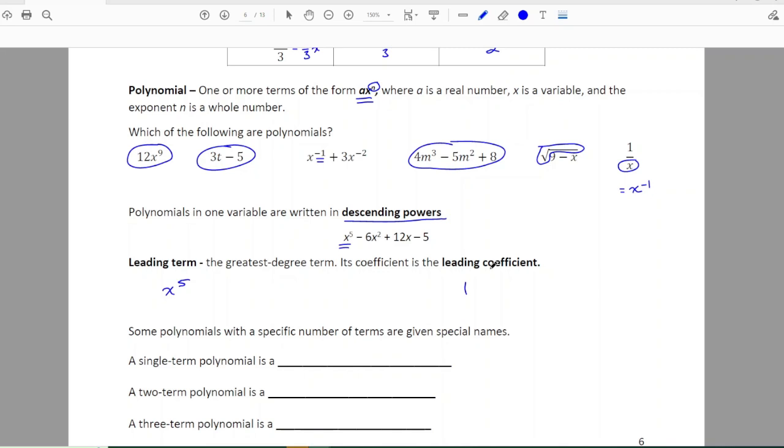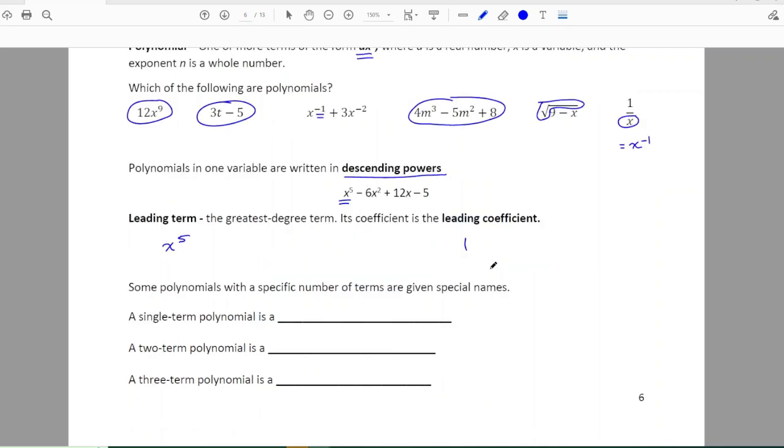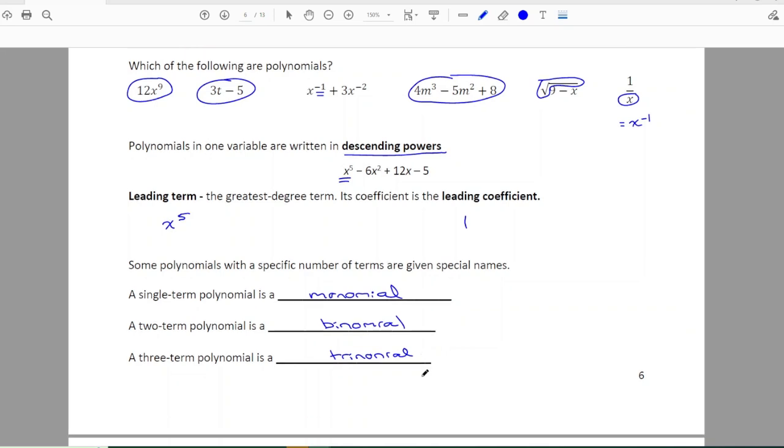The next little bit we want to talk about is some polynomials with a specific number of terms are given special names. So instead of calling it a polynomial, meaning many terms, a single term polynomial is called a monomial, meaning that there's just one term in the expression. A two-term polynomial is called a binomial, and a three-term polynomial is called a trinomial. Once you pass the trinomial level, you just simply call it poly, right? So that you don't specify how many terms are in the expression.